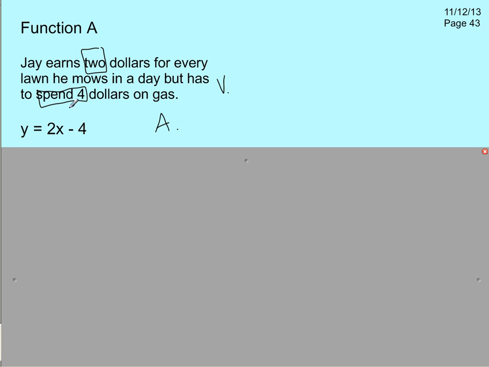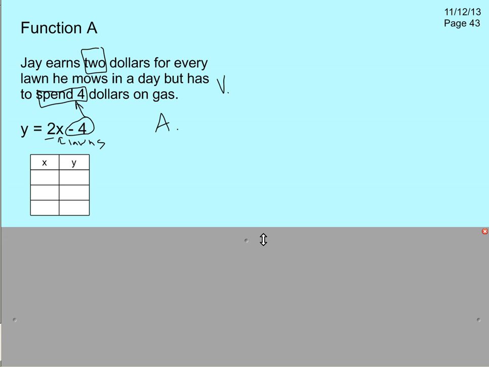We have 2 right here, $2 for every hour, sorry, for every lawn he mows. So what does my X represent? X represents the number of lawns, and he gets $2 for each lawn. Then I have -4, and that -4 represents how much he spent on gas. So you can see the connections here between the verbal expression and the algebraic expression.